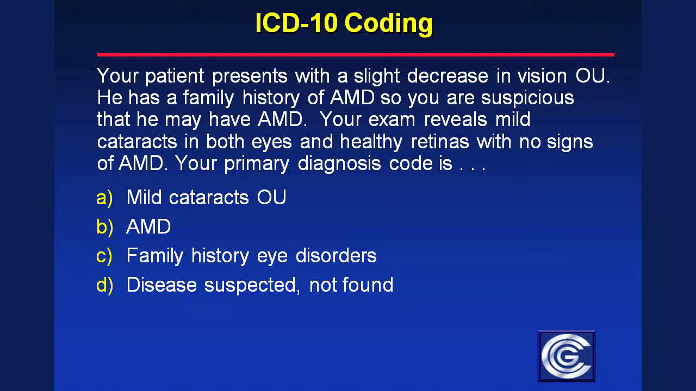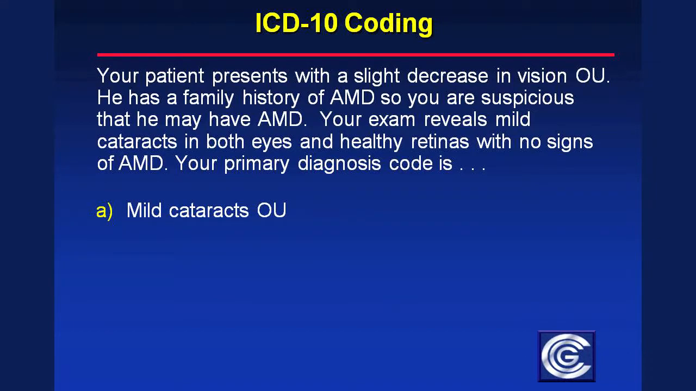Your patient presents with a slight decrease in vision in both eyes. He has a family history of AMD, so you are suspicious that he may have AMD. Your exam reveals mild cataracts in both eyes and healthy retinas with no sign of AMD. Your primary diagnosis code is A, mild cataracts OU, B, AMD, C, family history of eye disorders, D, disease suspected, not found. The correct answer is mild cataracts OU.